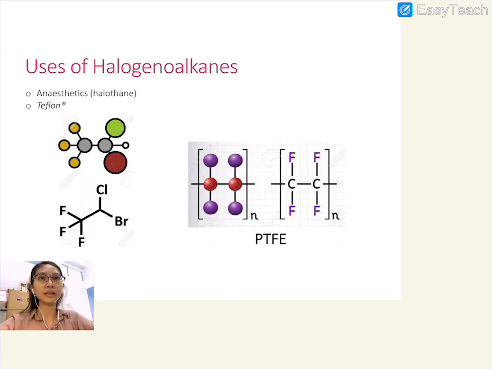Alright, next is about the uses of halogenoalkanes. Okay, so we are in the last part of our chapter 13. Halogenoalkanes can be used as anesthetics, for example halothane, and also as polymers. In this case, an example is Teflon. So Teflon actually comes from this name, PTFE, polytetrafluoroethylene. The trademark name is Teflon, which we are all familiar with for cooking utensils.